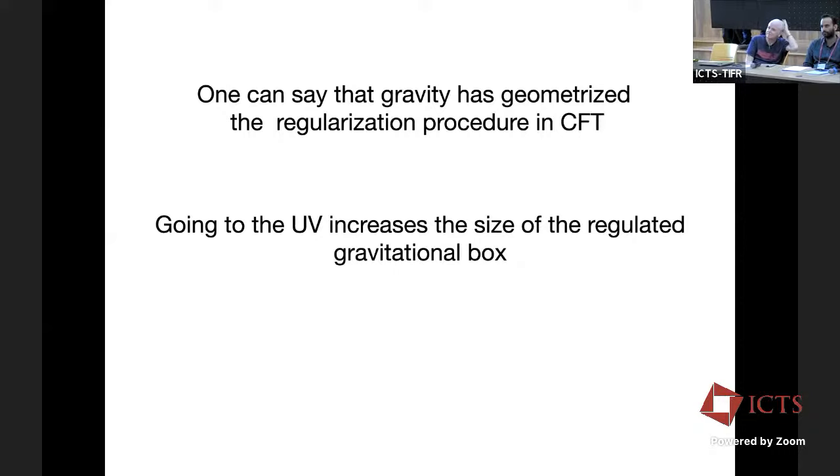Okay? So going to the UV, in this case, means you increase the blue shift. So you increase the size of the regulated gravitational box. So you increase the volume. So increasing the volume is going to the infrared. Okay, this is the UV-IR correspondence. It doesn't go the other way. That doesn't mean that UV problems in gravity become infrared problems in conformal field theory. That's not what happened. What happened is that the UV problems in conformal field theory can become geometrized to infrared problems in gravity. It doesn't go the other way. Right? It's not that every UV thing has an IR correspondence. Some UV things have an IR correspondence.